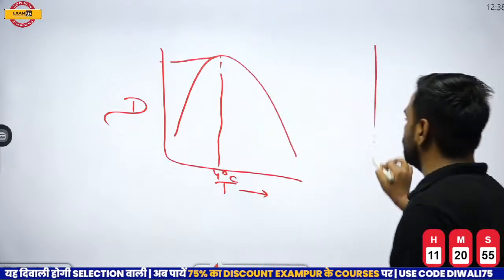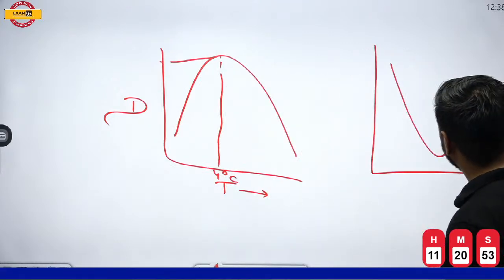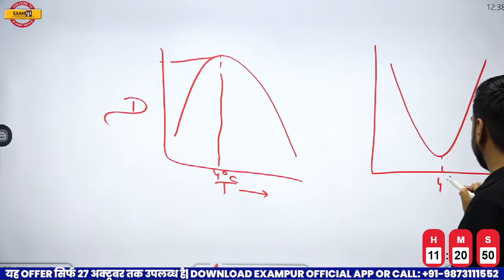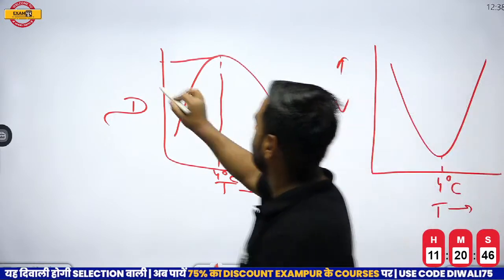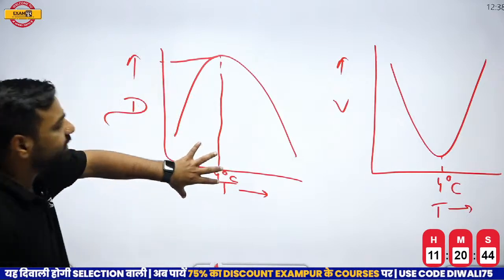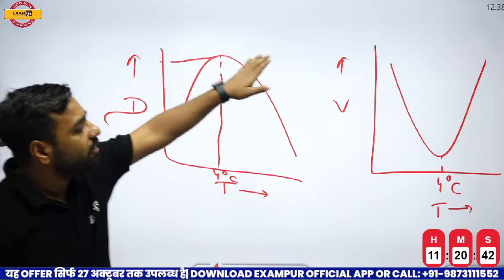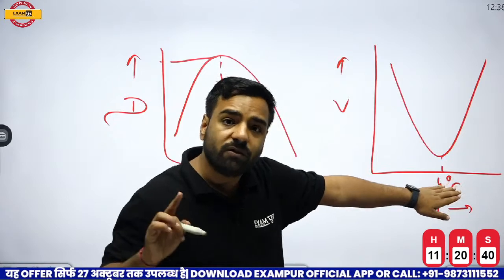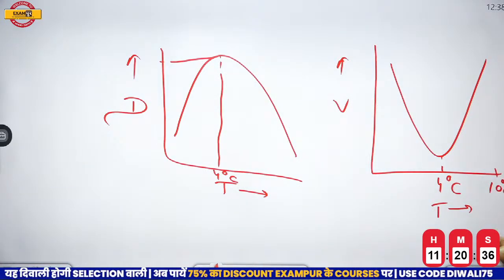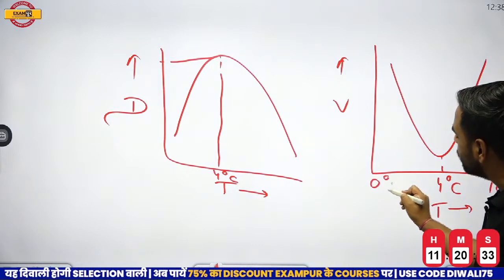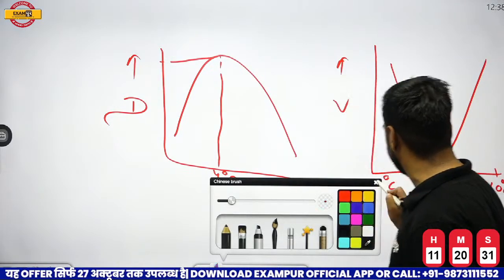So when I talk about volume, the graph goes just in the opposite direction. That is, at 4 degrees centigrade, this is the temperature, this is volume. Yes. So at 4 degrees centigrade, just have a look. Density is maximum, but volume is minimum. Now, what was the question? When we are moving from 10 degrees centigrade towards 0 degrees centigrade, what is going to happen?